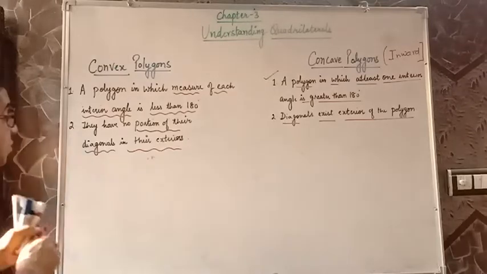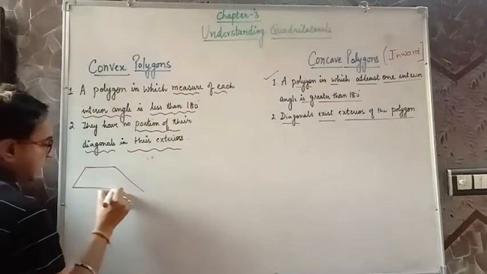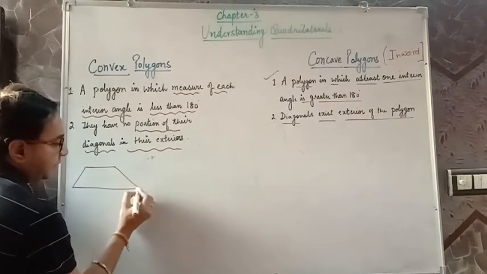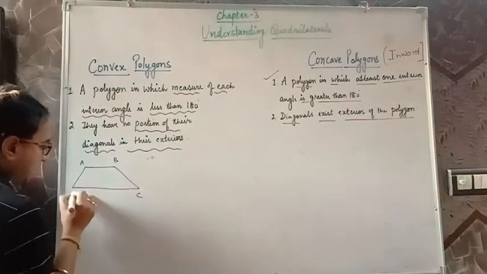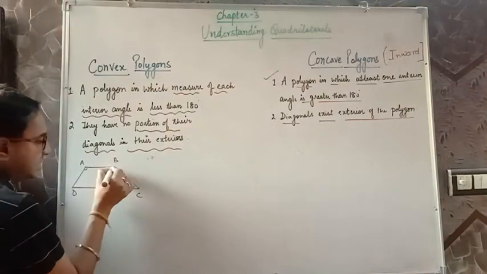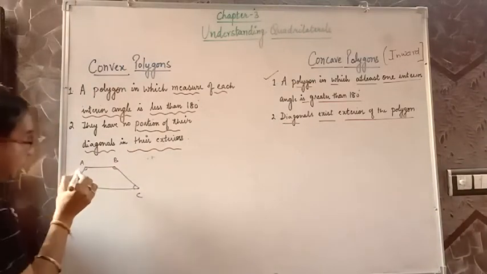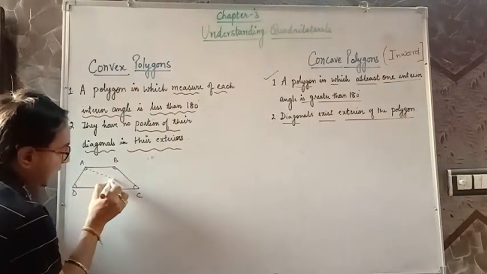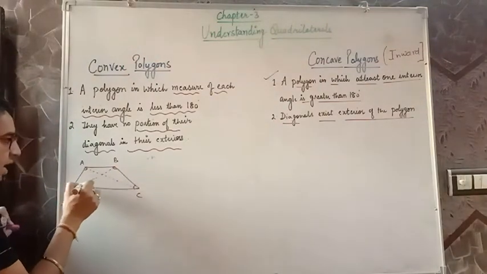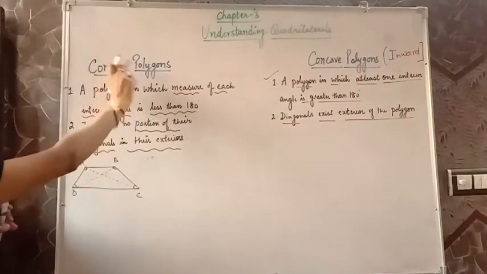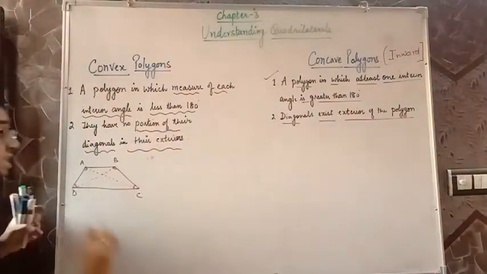So, if I draw a quadrilateral ABCD, this is convex. Understand why? Each interior angle is definitely less than 180 degrees. Secondly, if I draw any diagonal, the diagonal exists inside the polygon. That is why it is known as a convex polygon. There is no portion of the diagonals in their exterior.